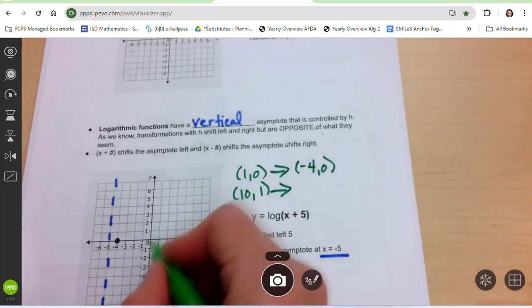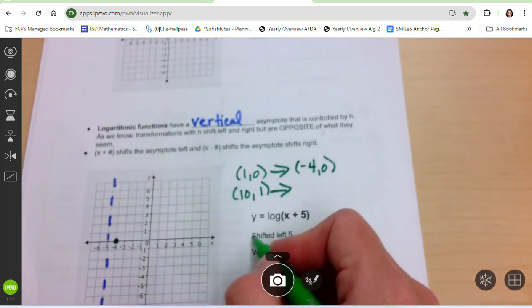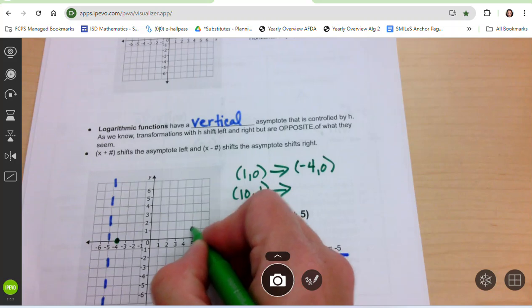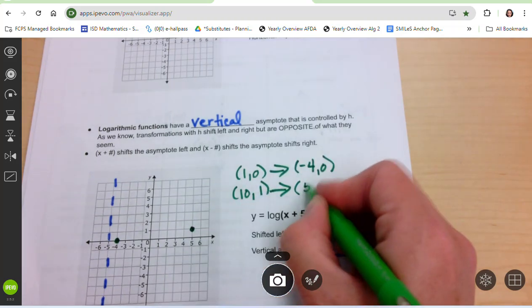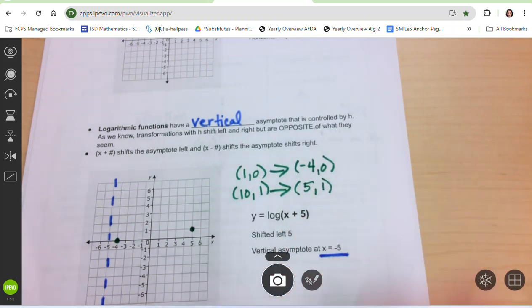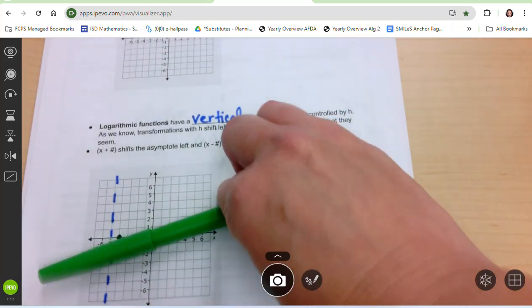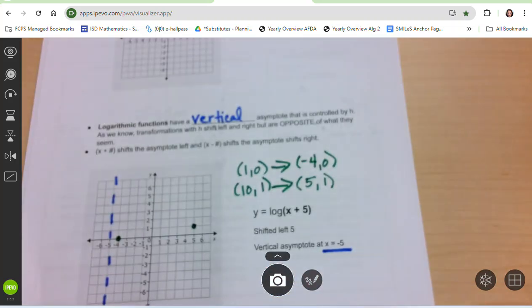All right, (10, 1). So if I go to (10, 1), which is kind of off my graph, and I go left 5, I'm going to end up at (5, 1). So I'm going to use that point. Now, when I do this, I'm not going to just make a straight line between them because I need to keep the shape of the logarithm graph.